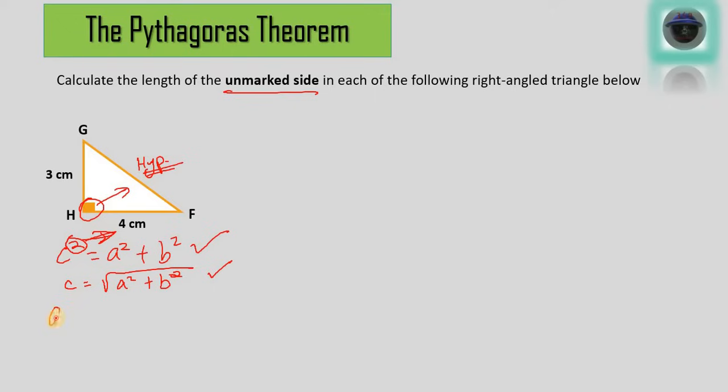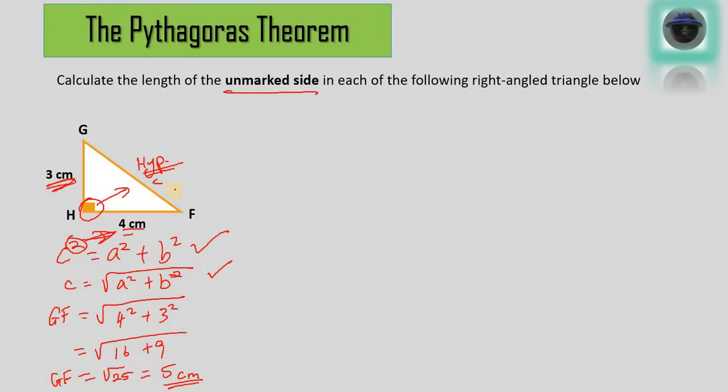Now the hypotenuse is GF. So GF is really our C, which is equal to the square root of A. We take the bigger one as A, so 4 squared, plus the smaller one as our B, 3 squared. And so we get 16, which is 4 times 4, plus 9, which is the square root of 25. And the square root of 25 is 5. Remember, we're dealing with centimeters, so our unit should be in centimeters. So GF is equal to 5 centimeters. In other words, C is equal to 5 centimeters.